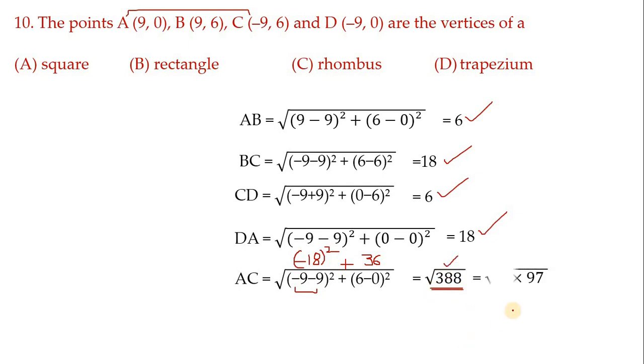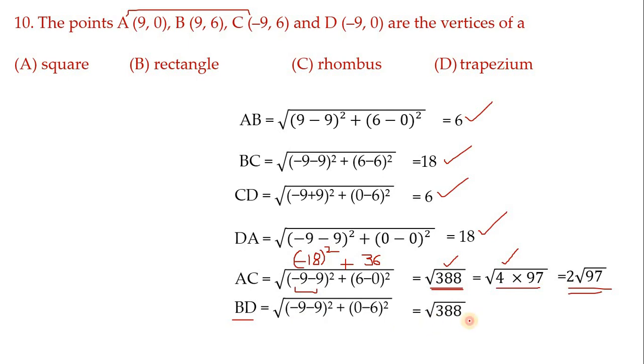Again, we can simplify this, children. We can write it as 4 into 97. So root is present for 4 as well as for 97. Root 4 means 2, and root 97 remains root 97. So 2 root 97. Next BD. Substitute the values. Simplify. Here also we get root 388. We can split like this. After simplifying we get 2 root 97.